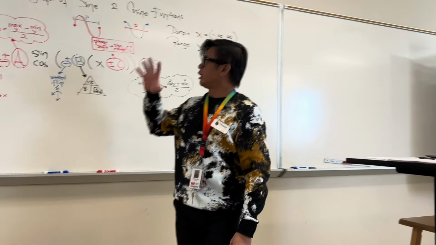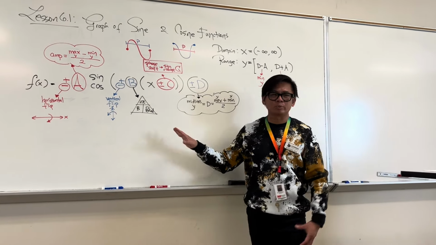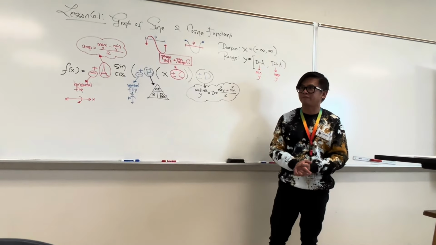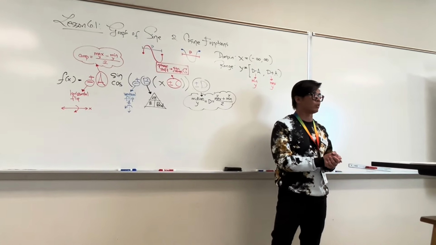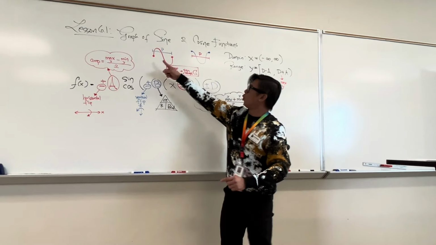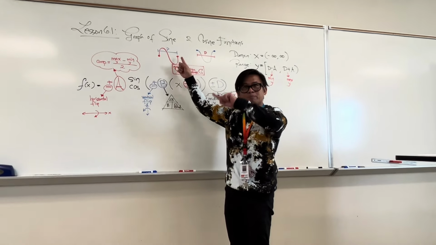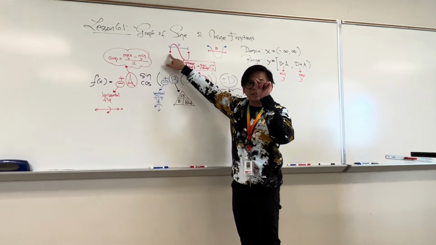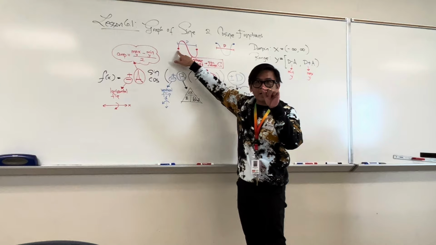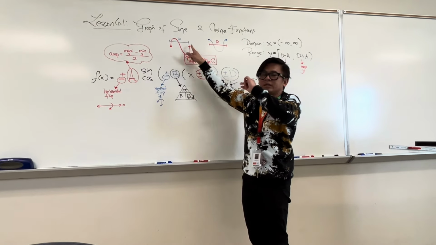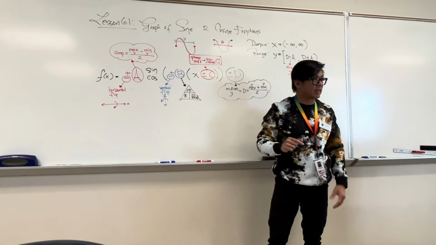All right, so let us now work on what we call the key features of our sine and cosine functions, the two basic periodic functions. They're called periodic functions because one period of sine will just keep on repeating itself. So for sine, it always starts at the middle, at the midline, goes up to the maximum, goes down to the minimum until it goes back to the midline.